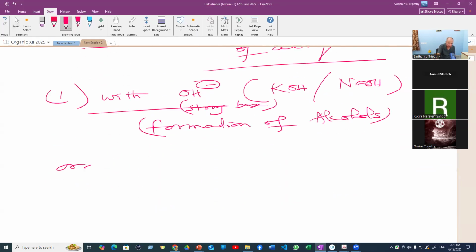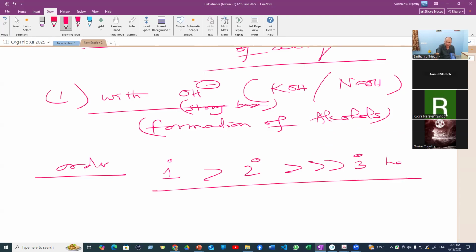The reactivity order is 1 degree greater than 2 degree and 3 degree, just like I told you before. 3 degree is very, very poor. It will be more susceptible to elimination rather than substitution, because a strong base can abstract a proton from the beta position more efficiently than act as a nucleophile to displace the existing group. 1 degree is the best choice.